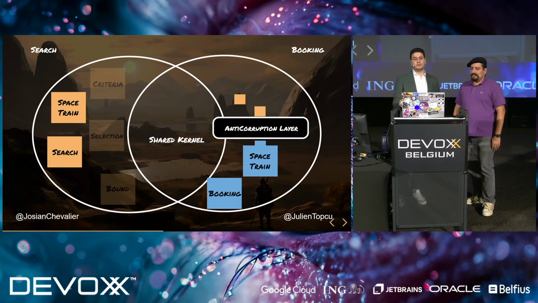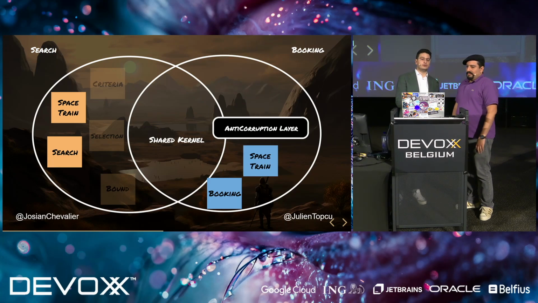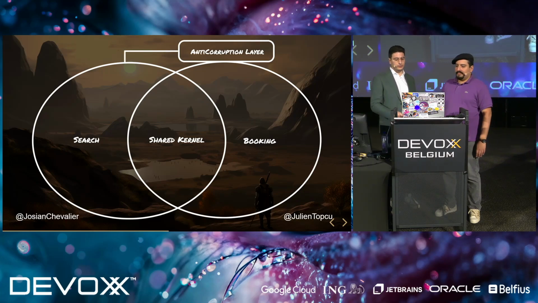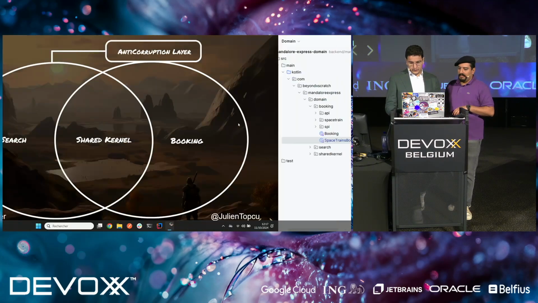No, if you want to be isolated from the model of the search, you need to extract the anti-corruption layer outside of the booking, where it can safely import the search. Okay, and how do you do that? It's pretty easy. You ask the intern.